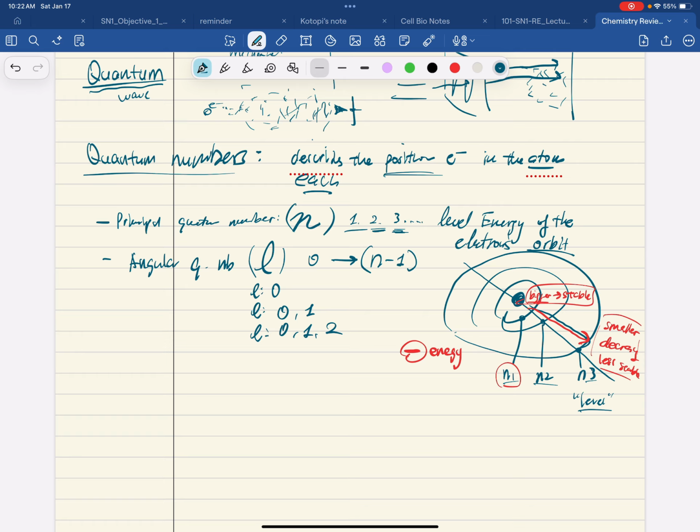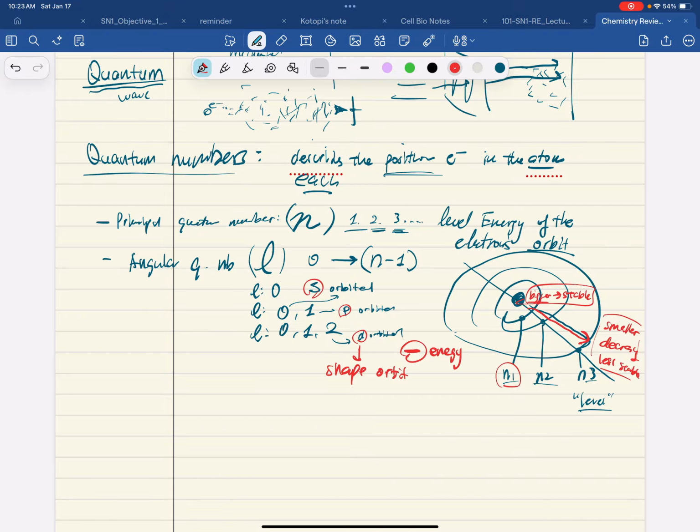So the L of 0 is also represented as the letter s, an s orbital. If it is a 1, it will instead be a p orbital. So 0 is still an s orbital, 1 will be a p orbital, and 2 will be a d orbital. And what these s, p, or d mean is simply the shape of the orbit that the electron is in.